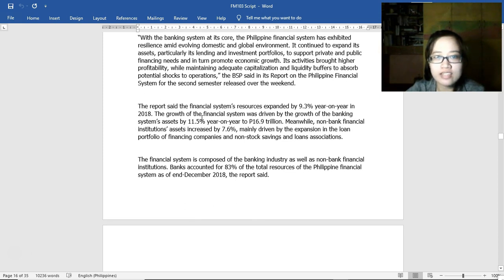Okay, the report said the financial system's resources expanded by 9.3% year-on-year in 2018. The growth was driven by the growth of the banking system's assets by 11.5%. Okay, more and more people are saving their money. Total amount, 16.9 trillion. That's a lot. Meanwhile, non-bank financial institutions' assets increased by 7.6%. Not bad. Mainly driven by the expansion in the loan portfolio of financing companies and non-stock savings and loans associations.